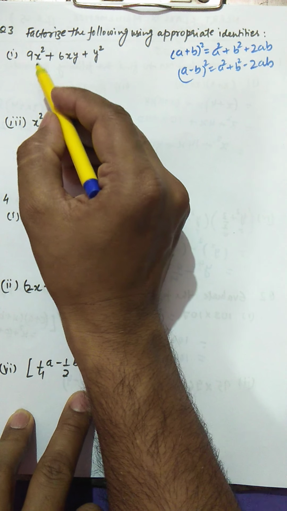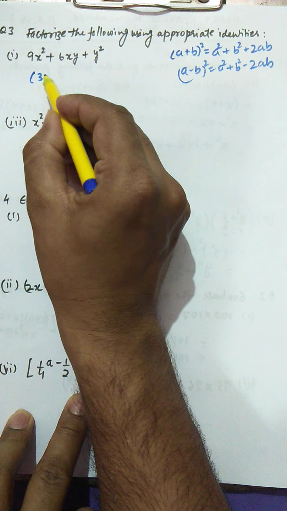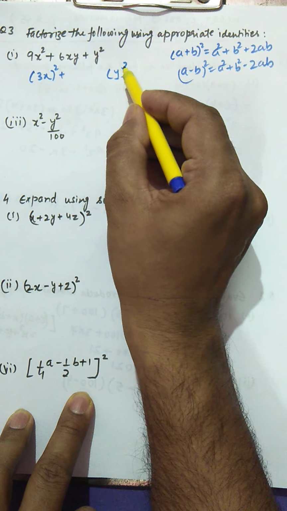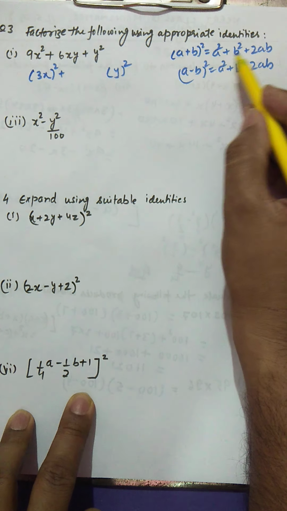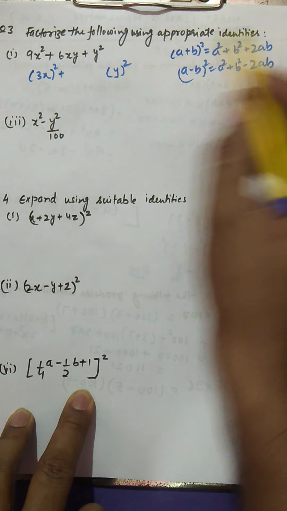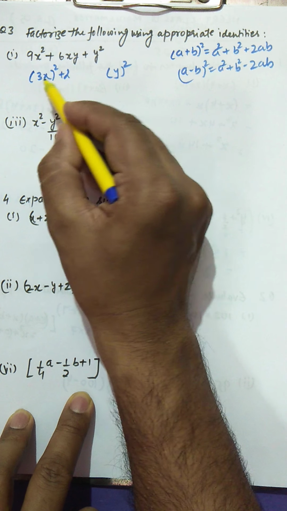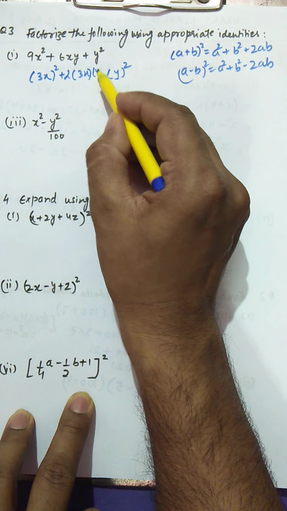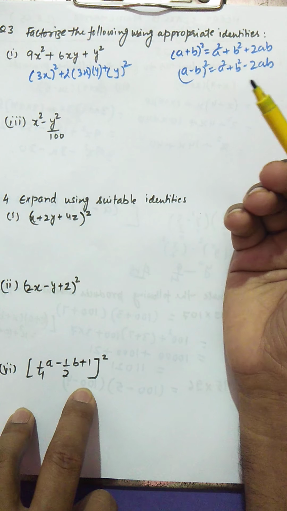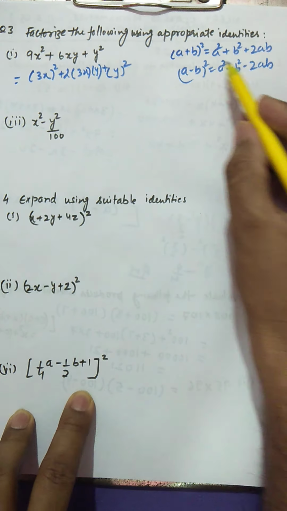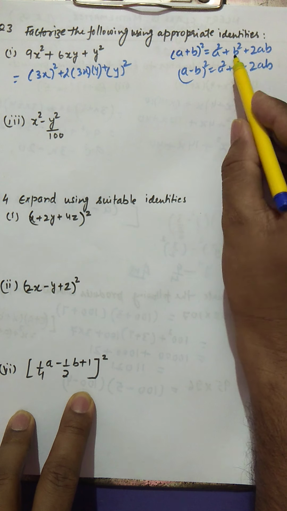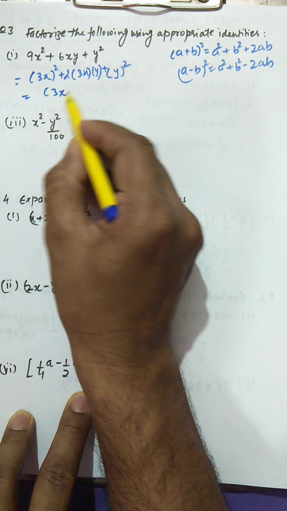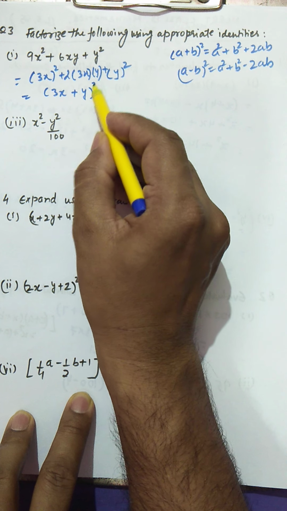So you can see that 9x square can be written as (3x) whole square, and y square can be written as y whole square, and according to this a square plus b square plus 2ab, we have to write 2ab. So 2, at place of a we have 3x, and at place of b we have y, and this is plus. So you can see you have got this a square plus b square plus 2ab, so that is equal to (a plus b) whole square. So you are writing this way, (3x plus y) whole square.